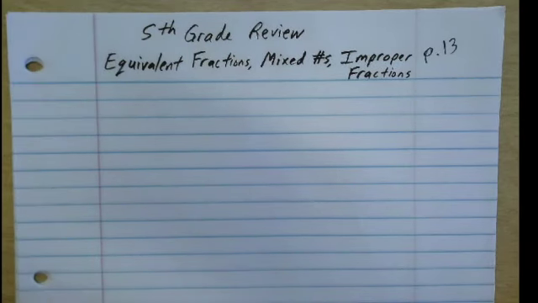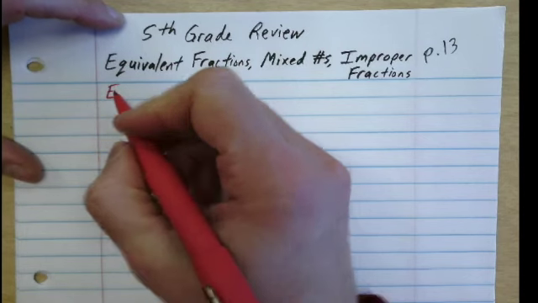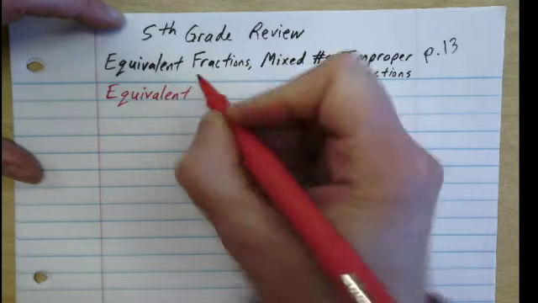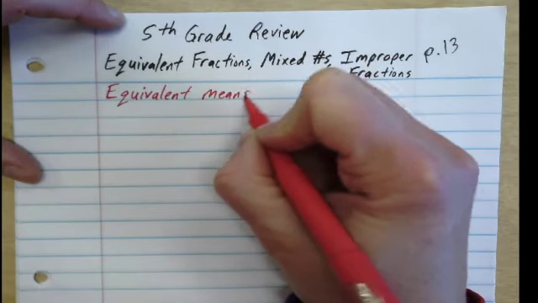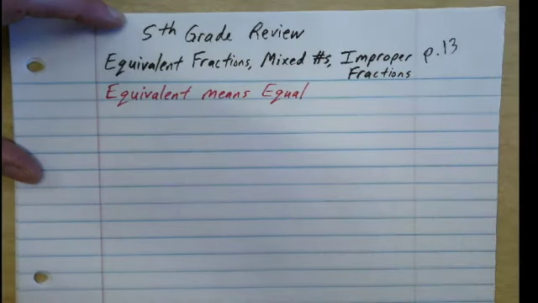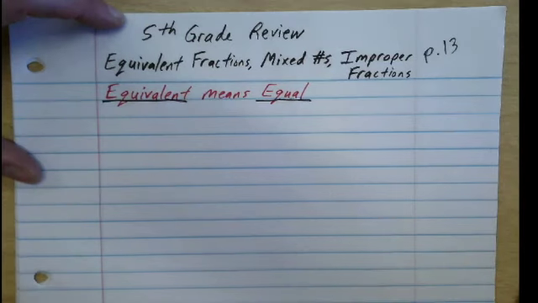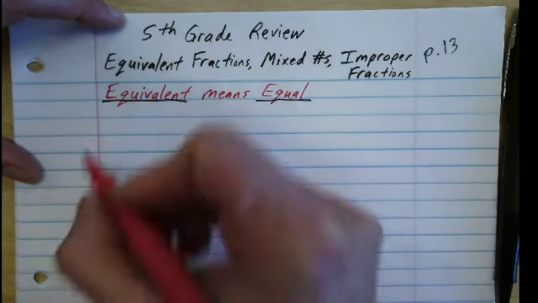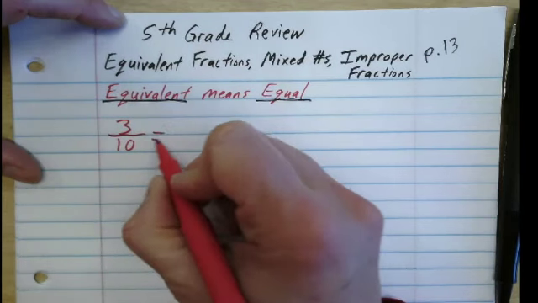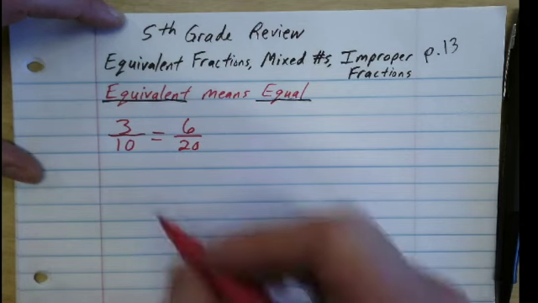So change colors here. Equivalent means equals, so I'm going to write that. Equivalent means equal or equals. So that's kind of like what we were doing with ratios. We made equivalent ratios, equivalent fractions. You've done this before. This should be a review. So if I have 3 out of 10, we can make that equal to 6 out of 20. And the way we do that is timesing both by 2.